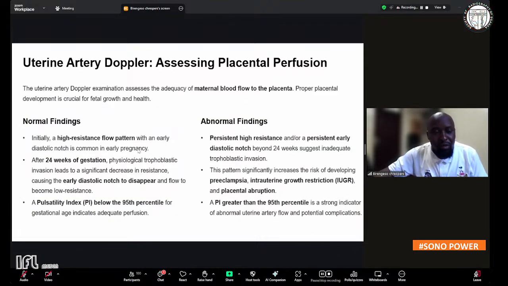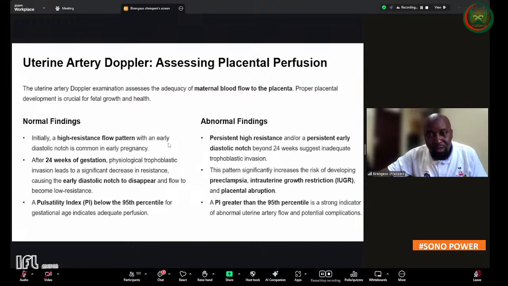What is normal and what is abnormal? Initially, the high resistance waveform with an early diastolic notch, especially in first trimester and early second trimester, before complete presentation happens, is okay. But after 24 weeks, physiological trophoblastic invasion has taken place, which leads to a demand of a lot of blood, which reduces the resistance of the area, which causes the early diastolic notch to disappear and increase in the flow, in the amount of blood that is there. So the pulsatility index should be below the 95th percentile for the gestation age.